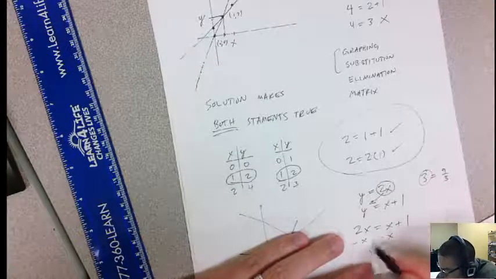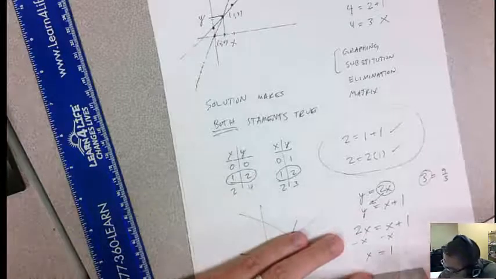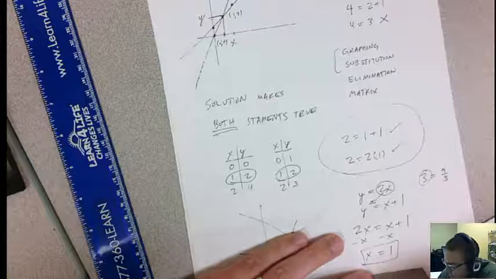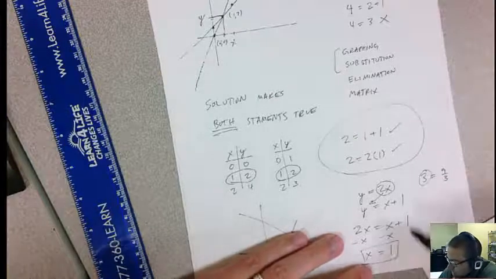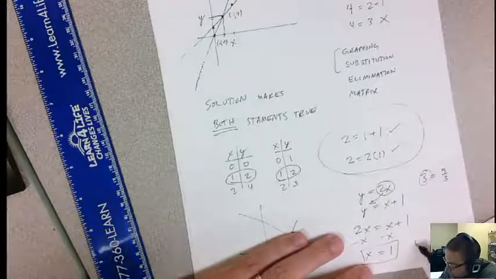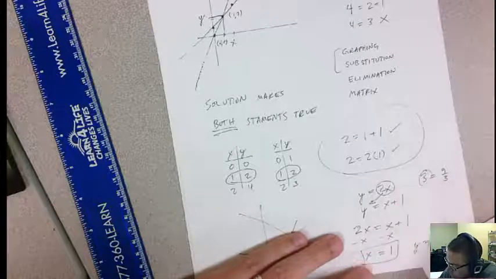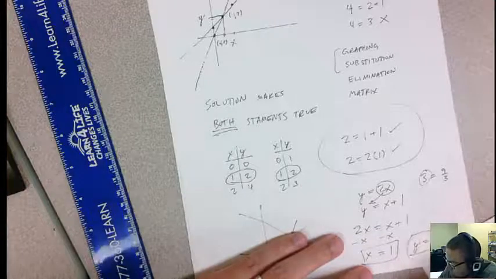So I'm going to subtract x from both sides. I get x equals 1. Okay, so that's the x value that makes the statement true, and I just substitute into either equation. I would find out that y would have to equal, right, if I put in 1 here, I get y equals 2, would be the y value that makes the statement true.